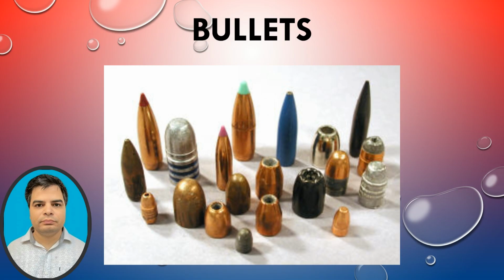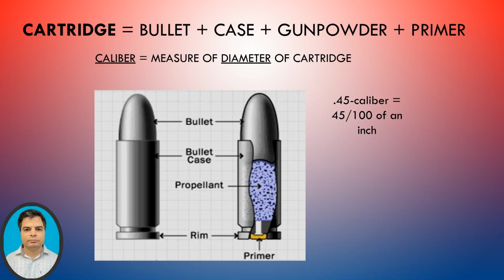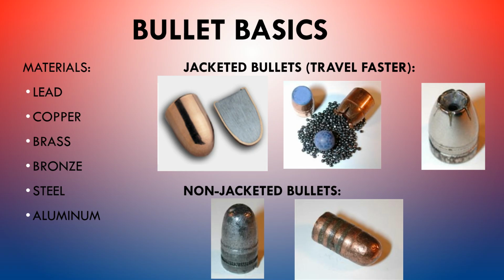Bullets come in various sizes, shapes, and materials, designed for different purposes and firearms. A cartridge is composed of a bullet, case, gunpowder, and primer. Caliber is a measure of the diameter of the cartridge, such as a .45 caliber, which is 45/100ths of an inch. Bullet materials include lead, copper, brass, bronze, steel, and aluminum.